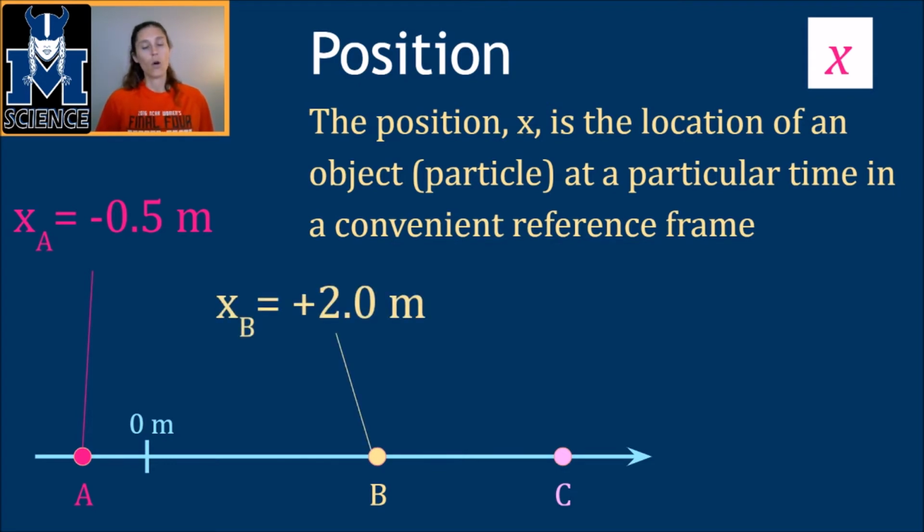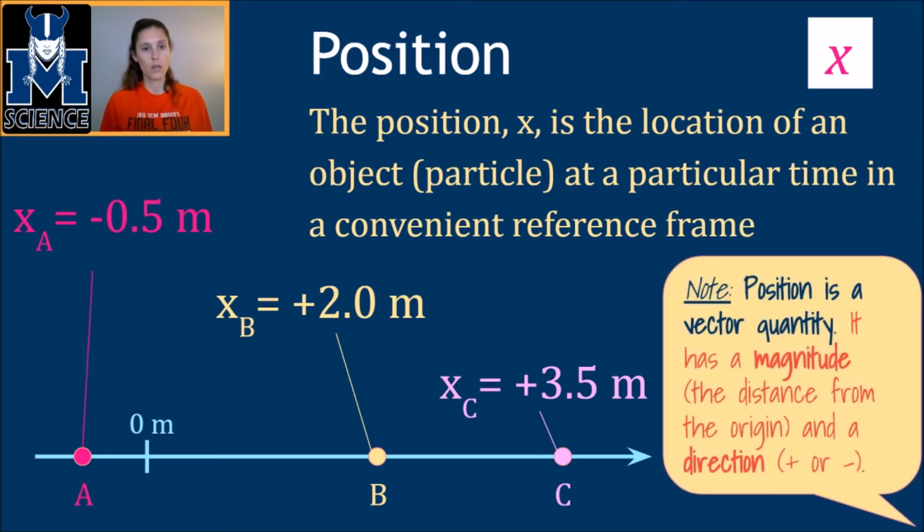Oh yeah, and the arrow on my line there, I use arrows to indicate the positive direction. So with your reference frame, you always put the 0 point and then indicate which direction is positive. Okay, so point B, we could say, is now plus 2 meters. And C is at plus 3.5 meters. So once we get that reference frame, we can talk about the position of our objects.